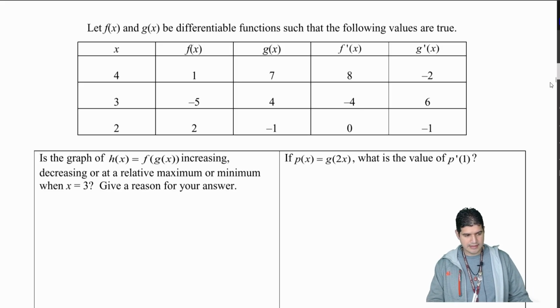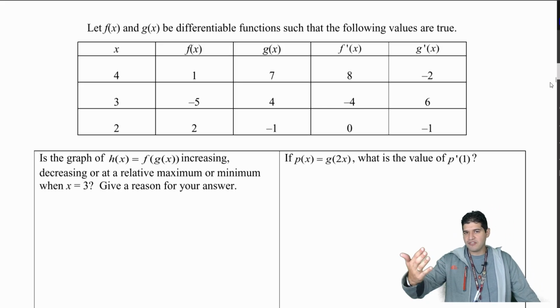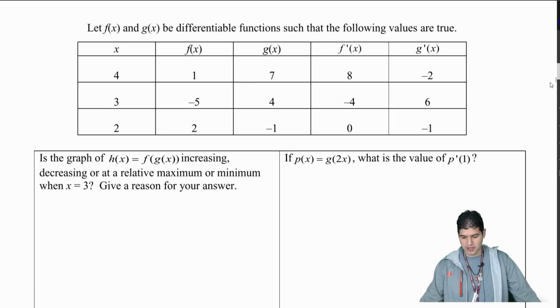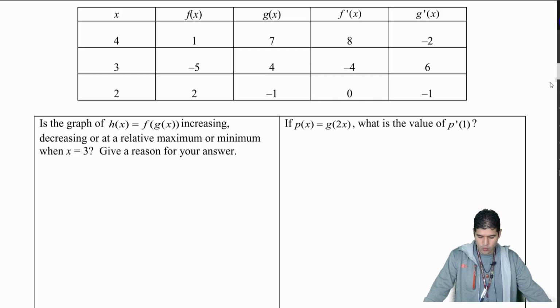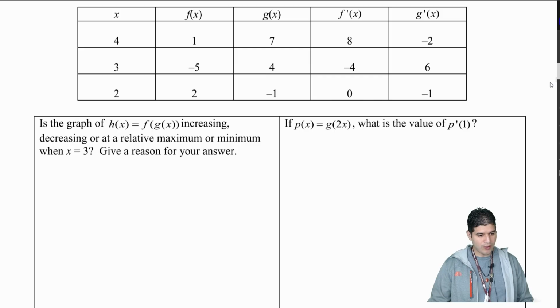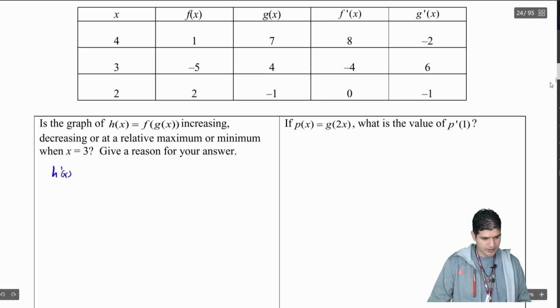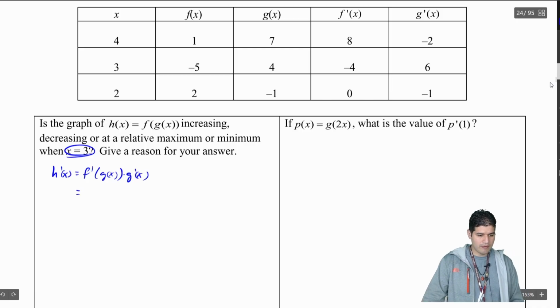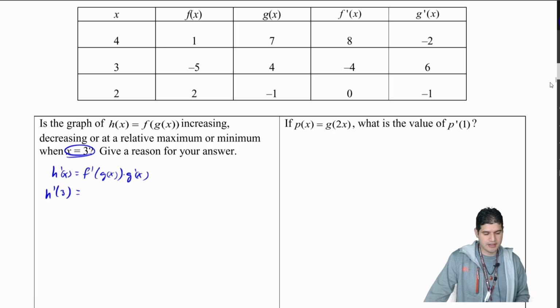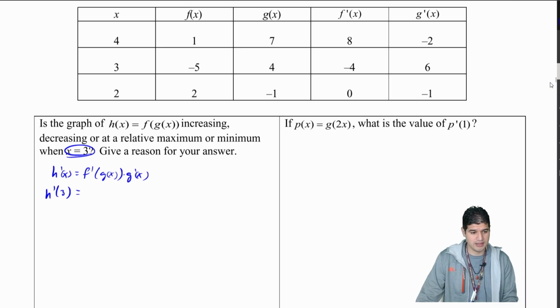And now we've got some tabular problems to look at. So we have f and g, which are differentiable functions, okay? And we want to see: is this increasing, decreasing, maximum, minimum? We want to know what is happening. So if I want to find h prime of x, we need to do that first. And we're going to look at x equals 3. So I'm going to go f prime of g of x times g prime of x. And so h prime of 3 is going to tell us whether it's increasing or decreasing, based off of whether this derivative is positive or negative.